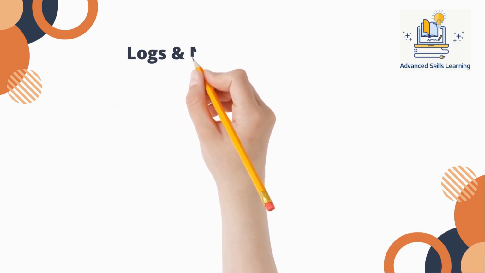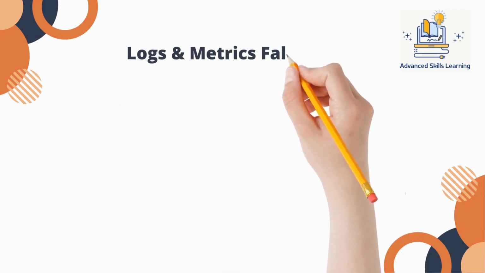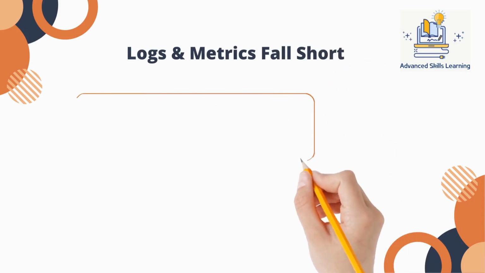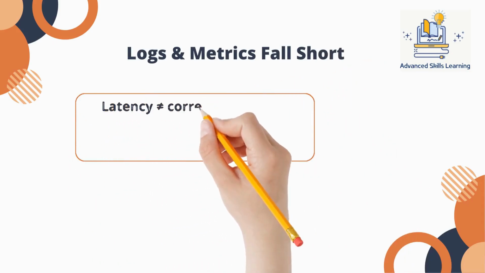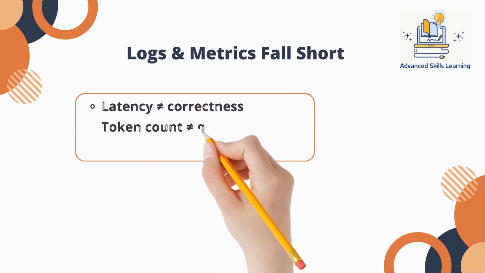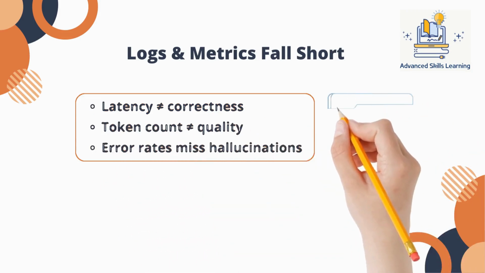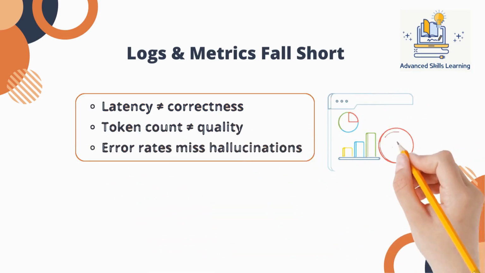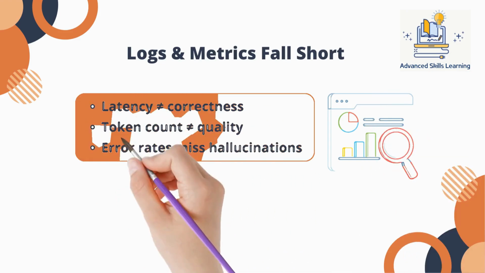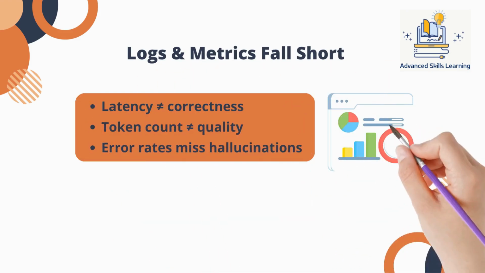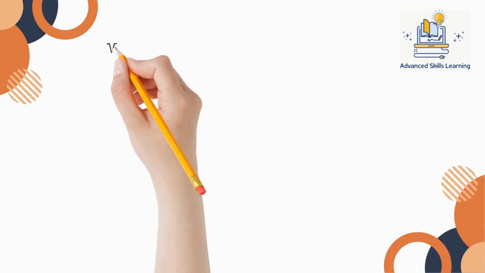Latency doesn't tell you whether an answer was grounded in facts. Token counts don't tell you whether a key claim was invented. Error rates don't tell you whether retrieval quietly failed. In GenAI, correctness isn't binary. There is no single right answer. Failures are semantic, contextual, and probabilistic. That's what makes observability in GenAI fundamentally harder than in traditional systems.